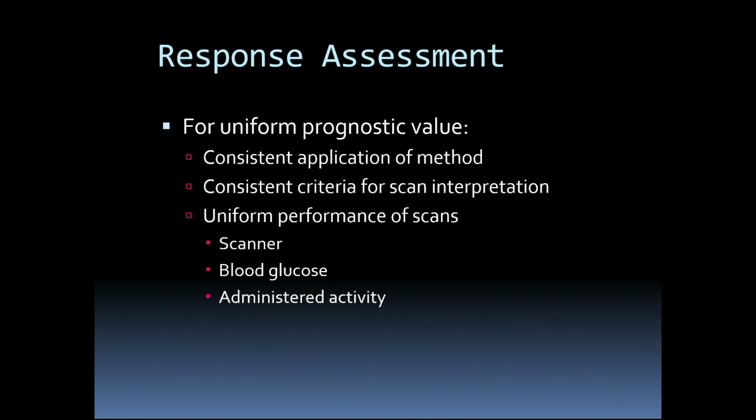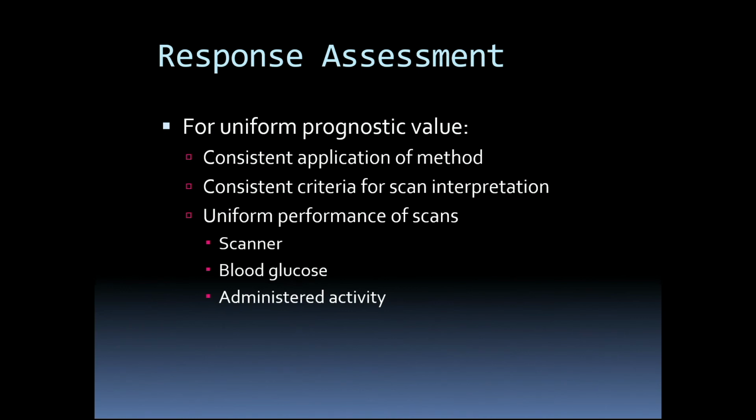In order for this to be of uniform prognostic value, there are just some things we need to keep in mind. Some of these are achievable with PET imaging. Some of them may be a little bit more difficult. Ideally, we should have a consistent application of our method, consistent criteria for scan interpretation, and uniform performance of the scans, which is always a little bit of a challenge.